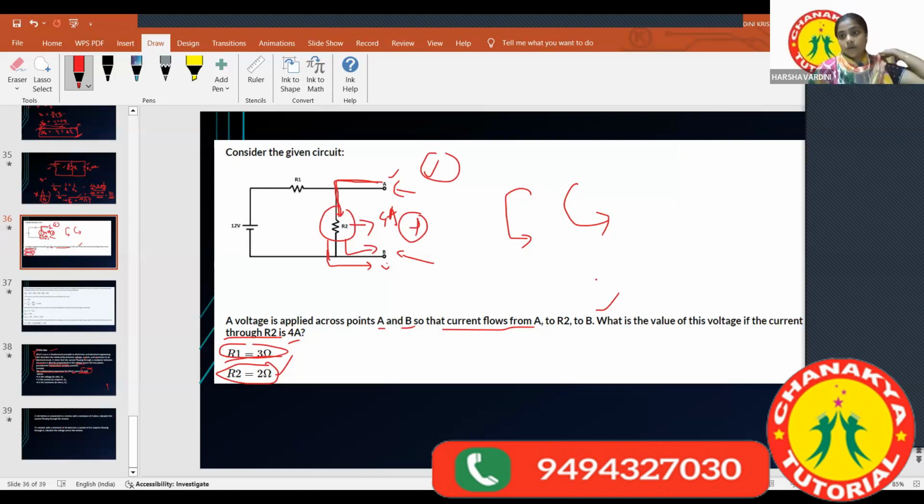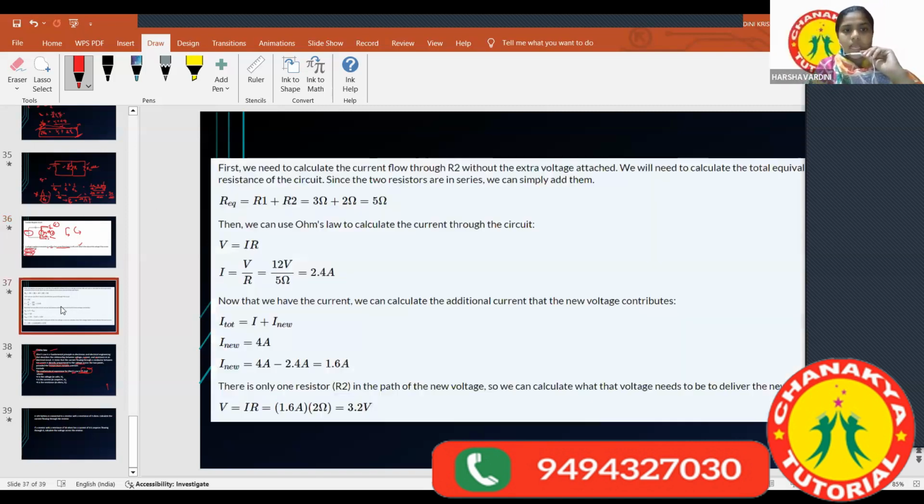Here you have to note one point. Here there is already a V, 12 volts. So before passing the current through A and B, some voltage is already there. 12 volts is already there, so some current must already be there. So first we will concentrate on that current. First we will find out what is already there with us. I'll go to the next slide. Already the answer is given.